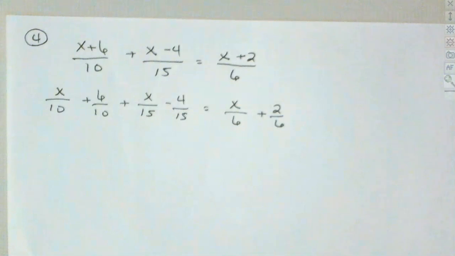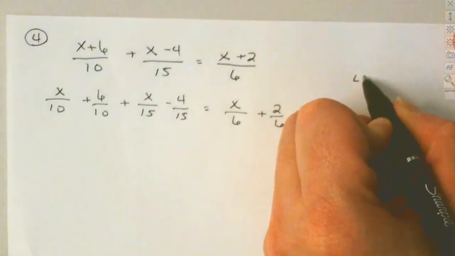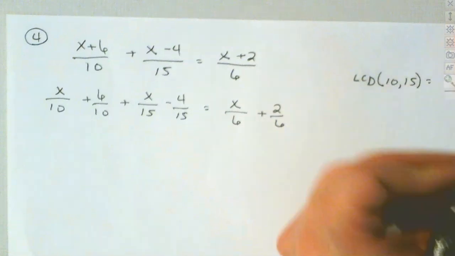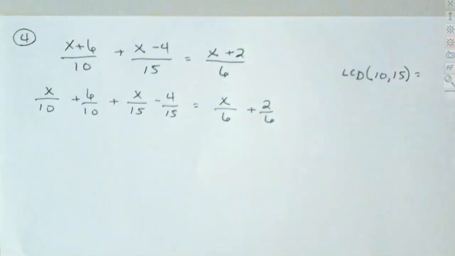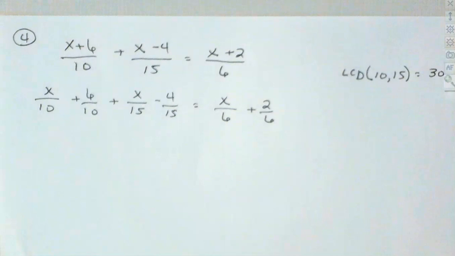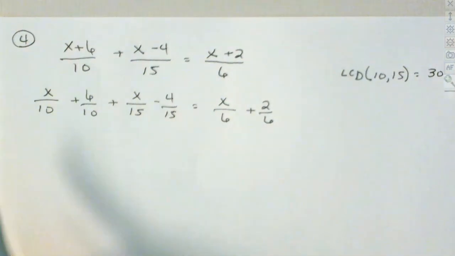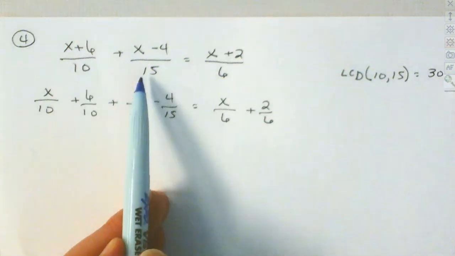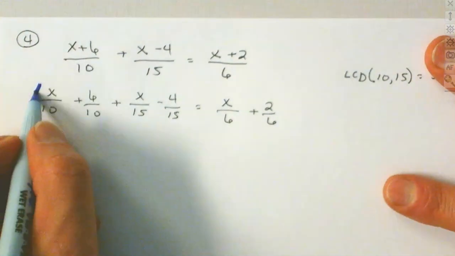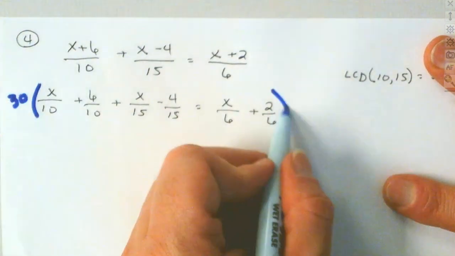Now that everything's been split up into the individual components, we want to clear these out, so we need a least common denominator. And the least common denominator of 10 and 15 would be what? Can anyone tell me? 30. Okay. And does 30 work for the 6 also? Yep, it does. So 30 is going to work. If you split them up like this, you won't make a mistake. If you work with them the way they are here, you might make a mistake. So split them up into individual parts. And now we're going to multiply everything by 30.